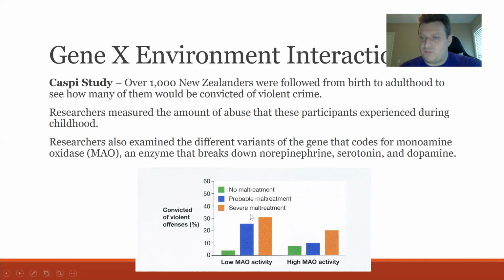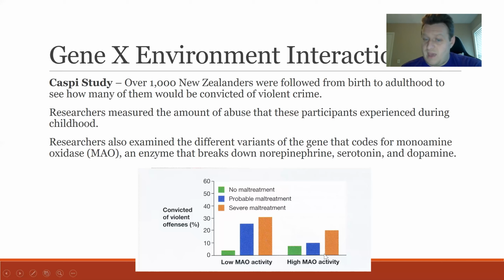Well, first of all, the more mistreated the child, the more likely they were to commit a violent crime. All right, that's an unfortunate cycle of abuse, but it's there in the data. If we look at the version of the gene, all right, we see an interesting relationship. For the low MAO activity individuals, abuse has a huge effect. All right, if you're abused, you're very likely to be convicted of committing a violent crime compared to if you were not abused.